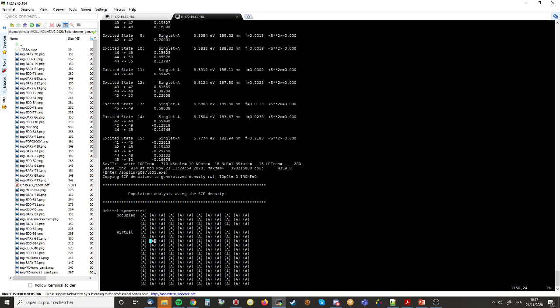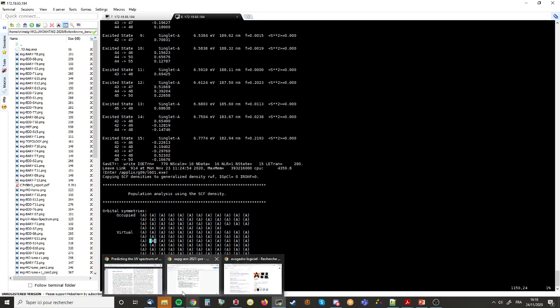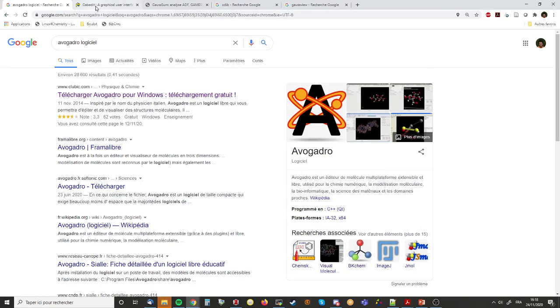To get the orbitals, you can create your orbitals with GabEdit or Avogadro. For example, in my report, the geometry is set automatically. Maybe you don't find the angle, the point of view, that is best, so you can do your own orbitals. You can use GaussView, Avogadro, GabEdit, okay?